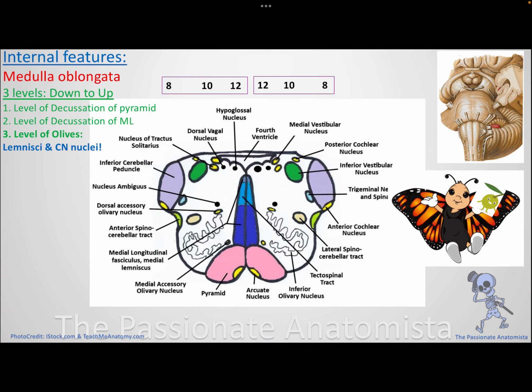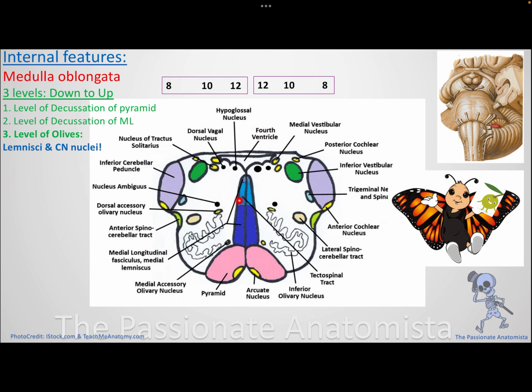All right? Now, we are at the open level of the medulla, and we need to talk about the cranial nerve nuclei. I want you to remember that when you look at the picture of the butterfly shape of the last level of your medulla, which is the level of the olives, you have 12, 10, 8. You are following even numbers from the last cranial nerve backwards. All right, so we have 12, 10, and 8.